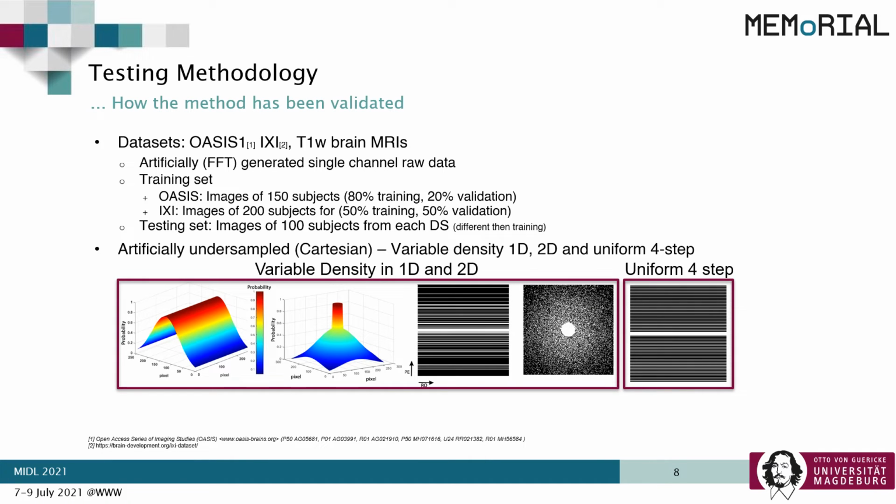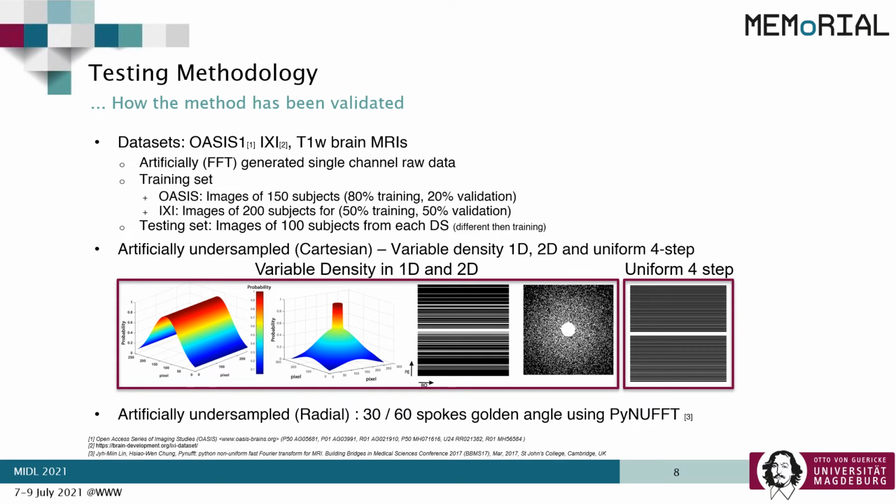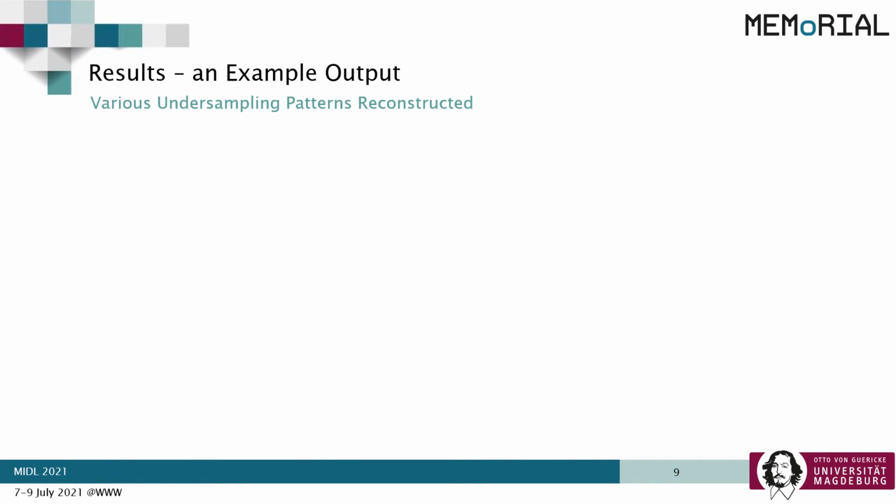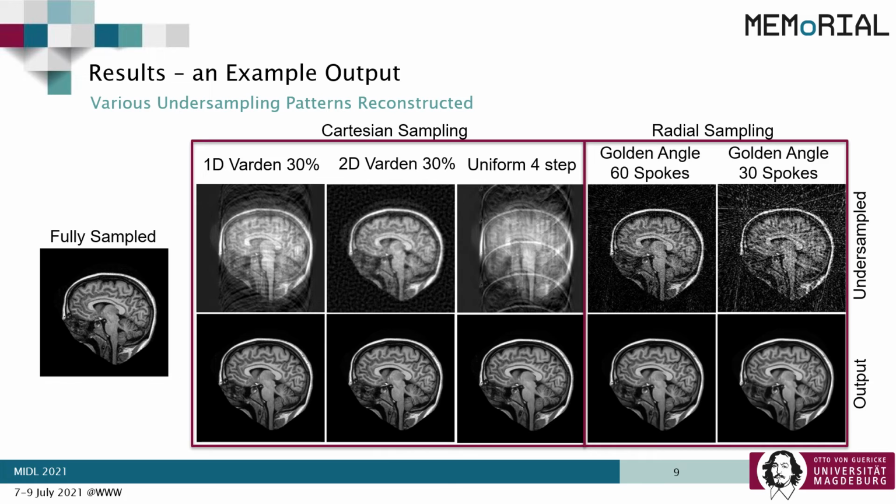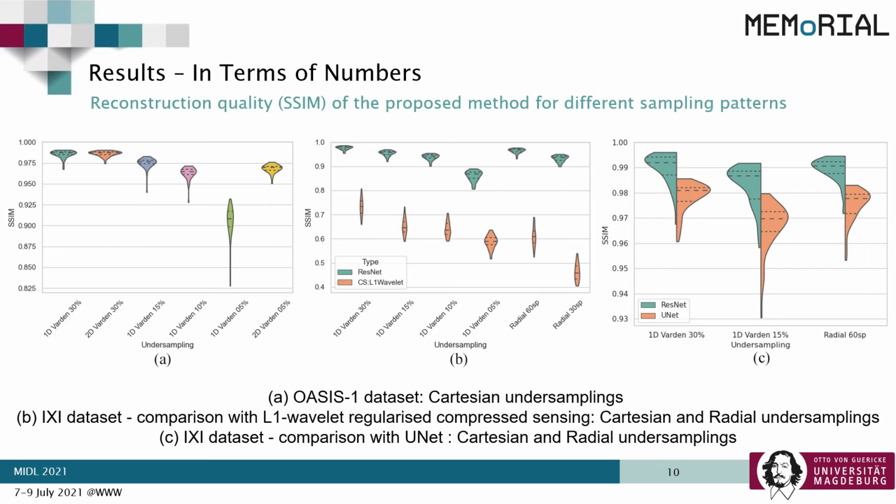For Cartesian sampling, variable density 1D and 2D sampling pattern and uniform 4-step grappa-like pattern were used with different acceleration factors. For radial sampling, 30 and 60 spokes golden angle sampling was performed using PyNUFT. Here is an example result for different undersampling patterns. It can be observed that the framework managed to reconstruct even heavily corrupted images with high similarity with the ground truth. Now let's have a look at the quantitative results.